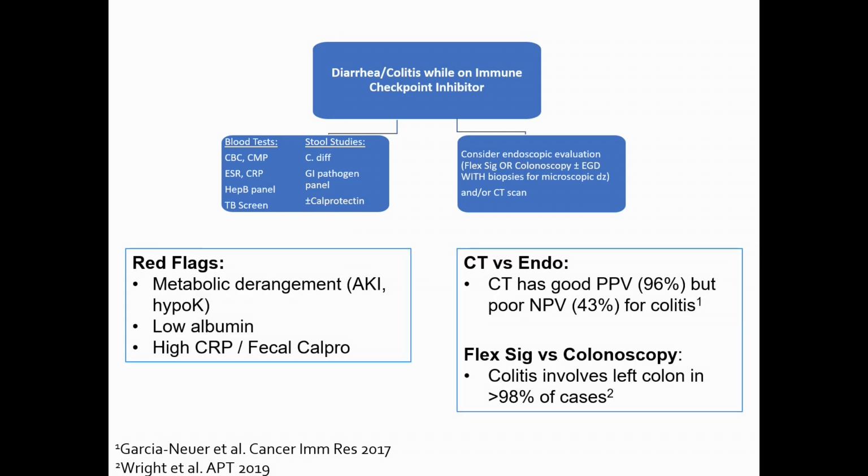And when I think about some pearls on the blood tests here, things that to me are red flags are any kind of metabolic derangements that would suggest really large volume or significant diarrhea, kidney injury, hypokalemia, and then whether there's an inflammatory process going on. And these are the patients that we're most concerned about. Is there really colitis that is affecting the patient?